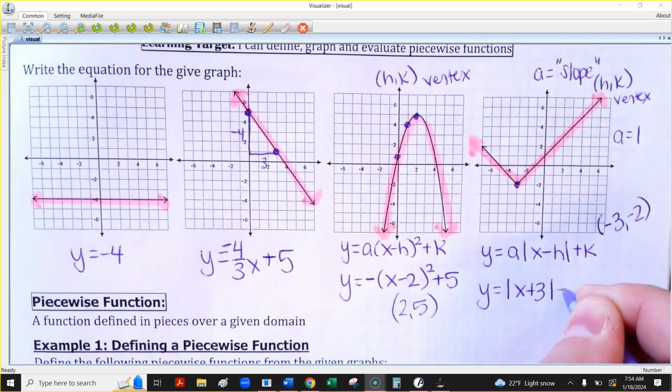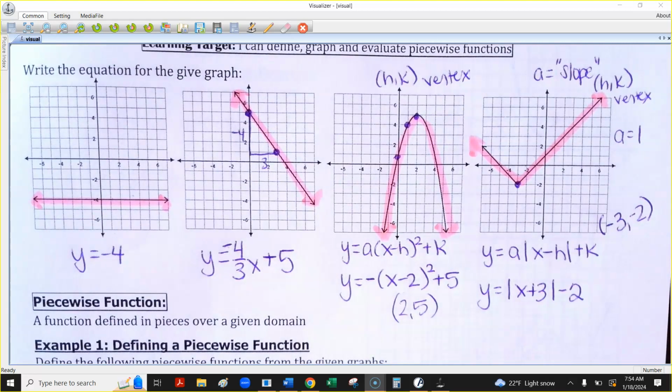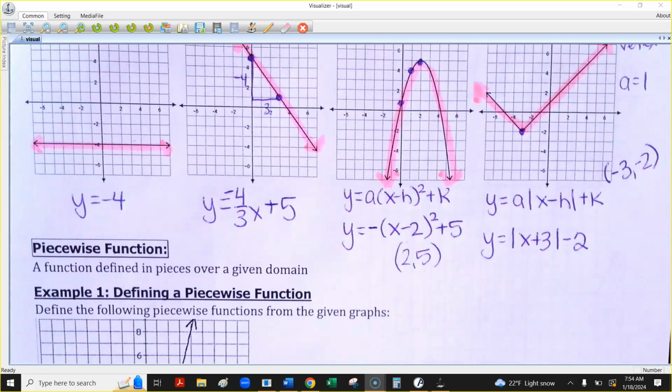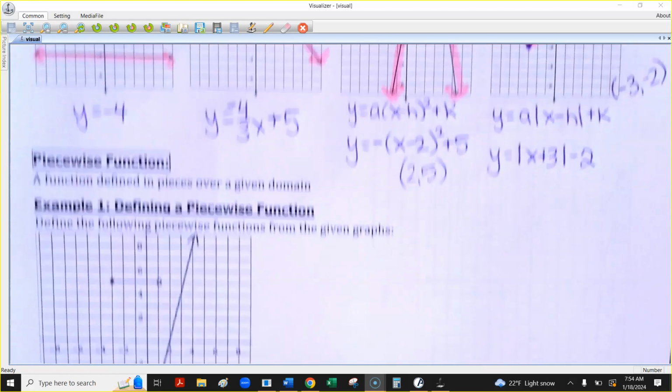Yes, so +3. So inside, opposite of what it looks like on the graph, and then outside should just be a copy of the y coordinate. Is anybody having a question? That's the hardest thing you might have to do today, is write an equation of a parabola or an absolute value. So we'll do that more on the back. The ones I have on the front are all going to have just linear pieces.